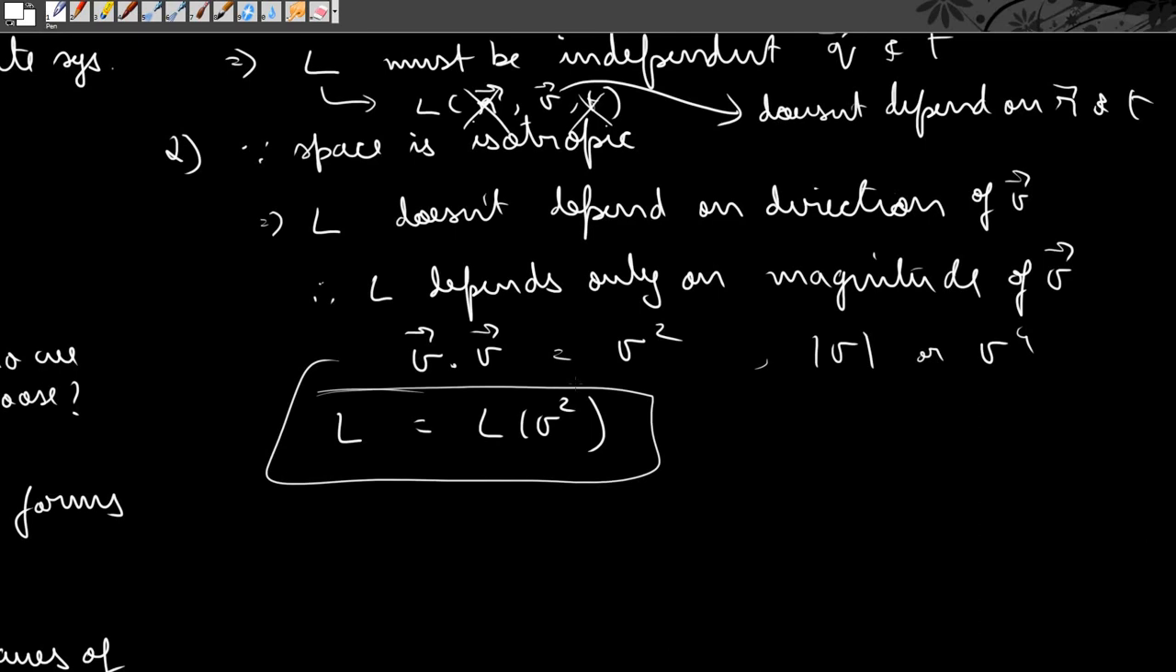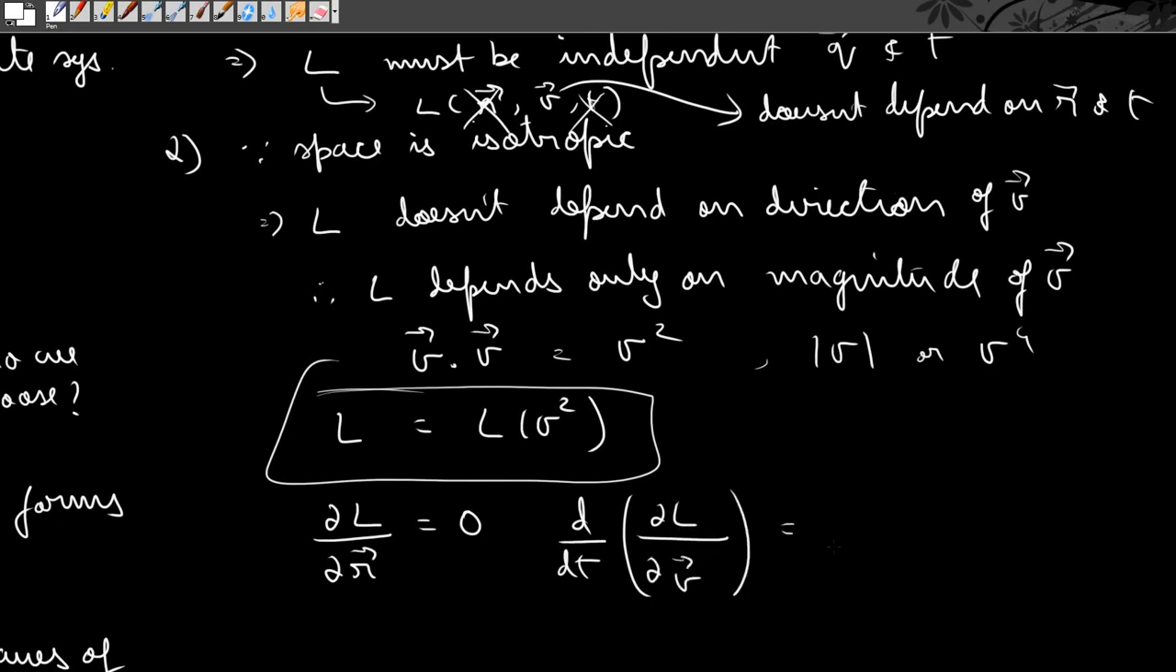Now if you apply the Euler Lagrange equation, we see that since L is independent of R, this particular part will be 0, and because of this the total derivative with respect to time of the partial derivative of the Lagrangian with respect to velocity must also become 0. So this particular term is a partial derivative of a scalar. Remember, Lagrangian is a scalar with respect to a vector.